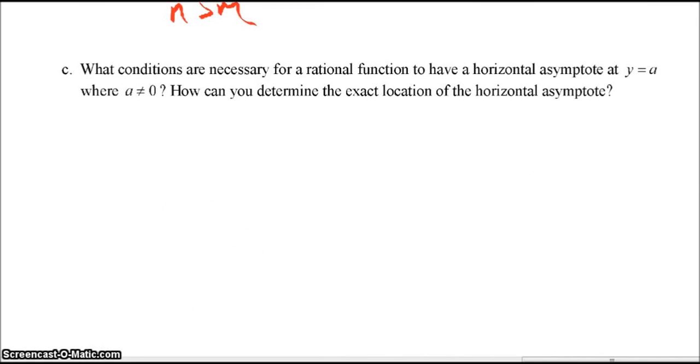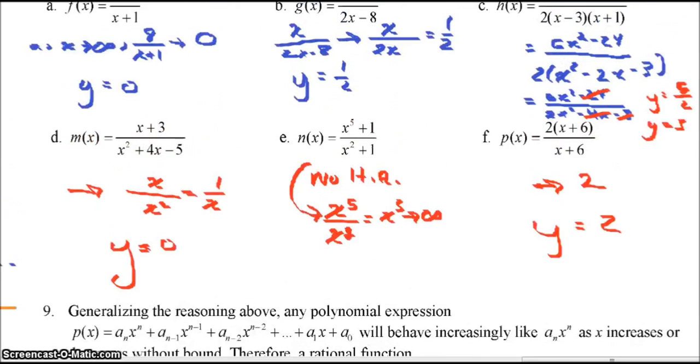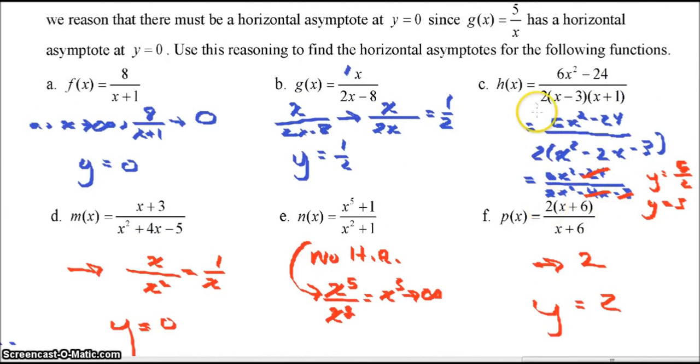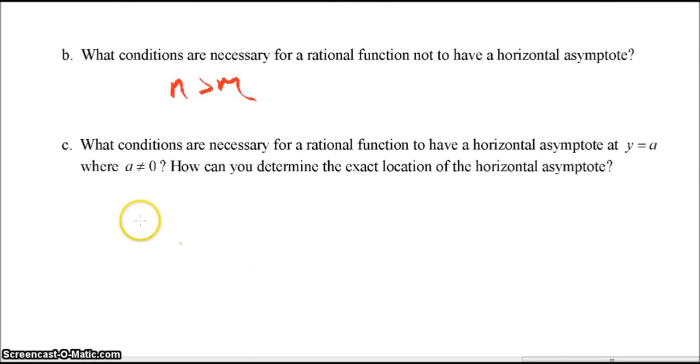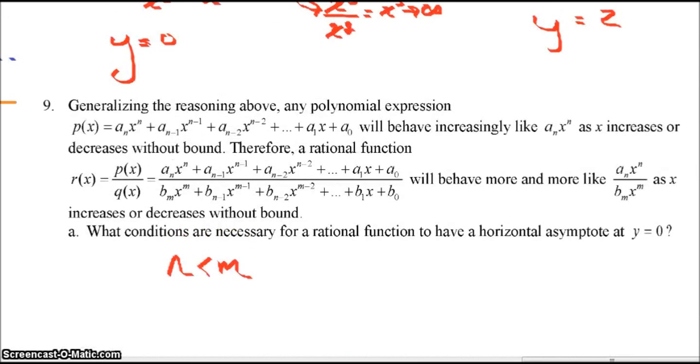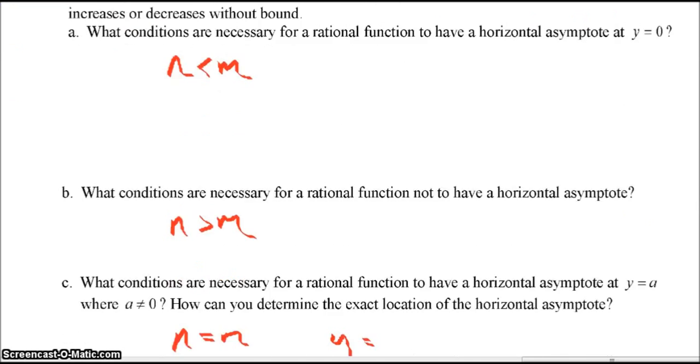And what conditions are necessary for a rational function to have a horizontal asymptote at y equals a? Note we always got some number here when the degrees of the numerator and denominator were the same. Like here the degree is 1, here the degree is 2, here the degrees are each 1. In those cases, our degrees are the same, n equals m. And then the horizontal asymptote is y equals the ratio of the leading coefficients. If these are the same, they'll cancel out. We just have a_n over b_m.